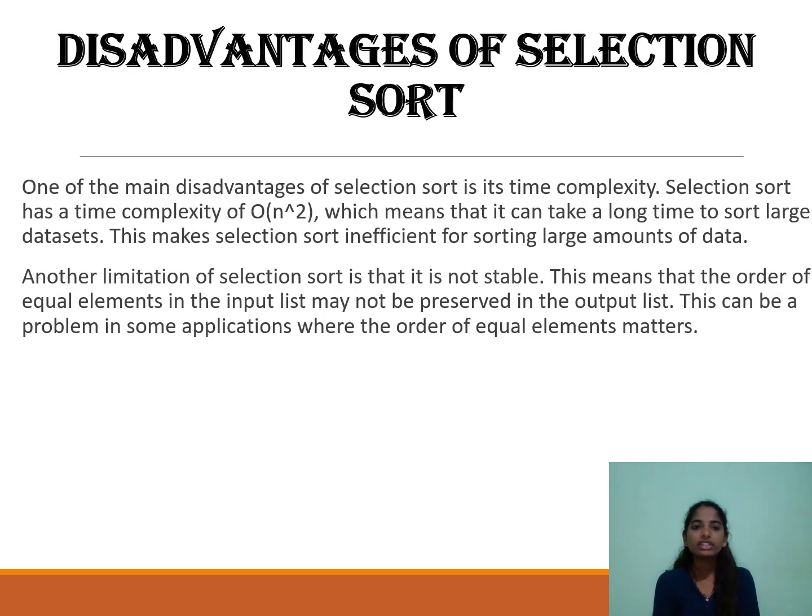If we move forward, we'll see the disadvantages of selection sort. One of the main disadvantages of selection sort is its time complexity. Selection sort has a time complexity of O(n^2), which means it can take a long time to sort large data sets. This makes selection sort inefficient for sorting large amounts of data. Another limitation of selection sort is that it's not stable. This means that the order of equal elements in the input list may not be preserved in the output list. This can be a problem in some applications where the order of equal elements matters.